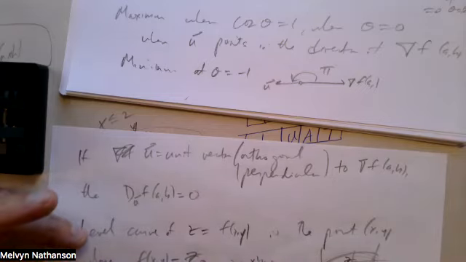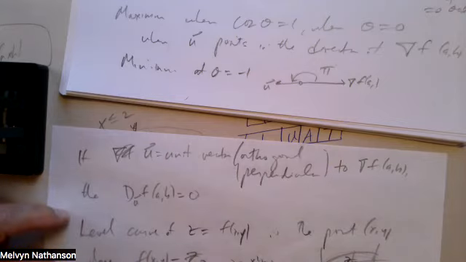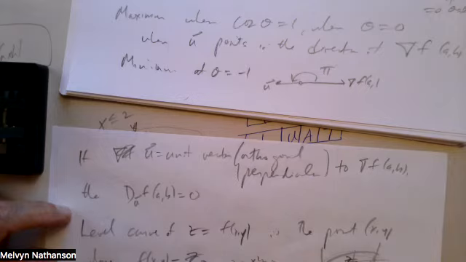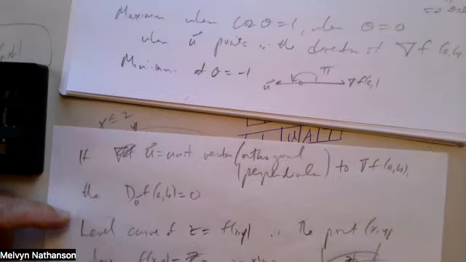So if r of t is some curve, x of t comma y of t, that lies in a level curve, then f at r of t takes on this fixed value, the level curve, f equals z naught. F of r of t is constant, which means that df dt is zero, because this is a constant function.